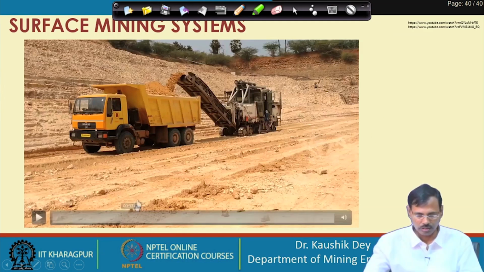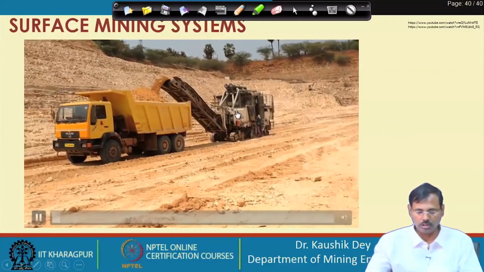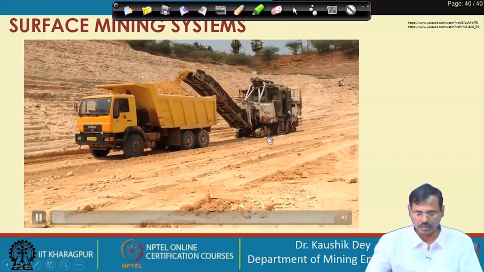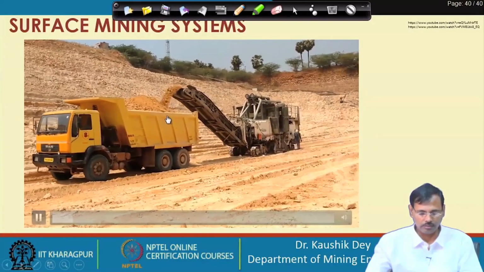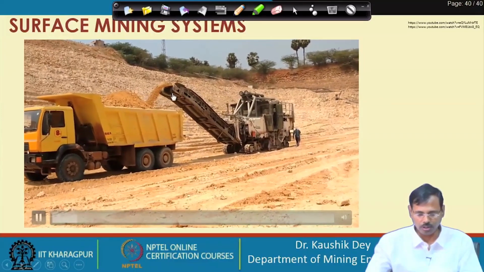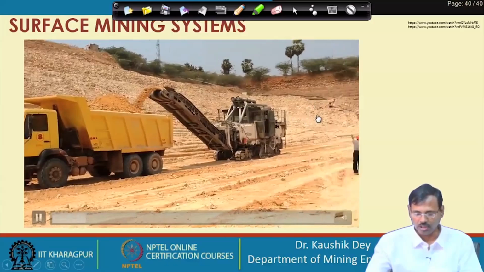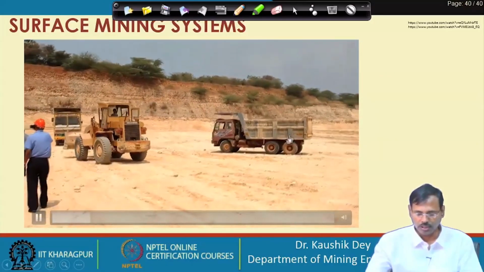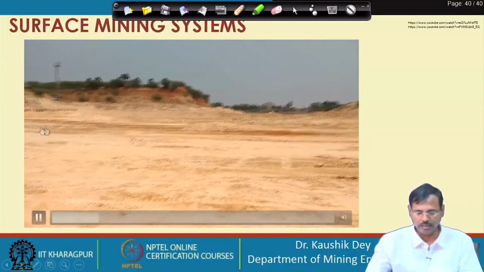So, this is one example of this one. Let us watch this video. You can see a continuous surface miner is cutting the material and it is dumping onto the truck. So, the truck is being loaded with the conveyor boom attached with the surface miner, and you see the next dumper is standing on the side.